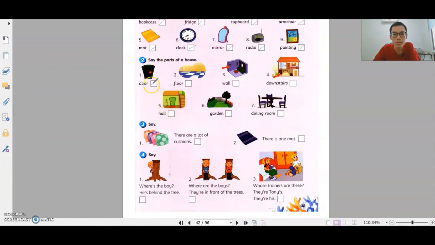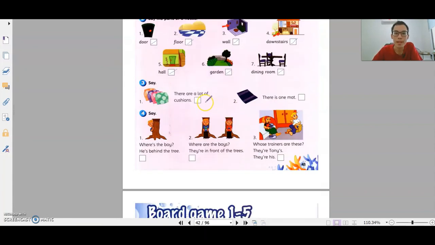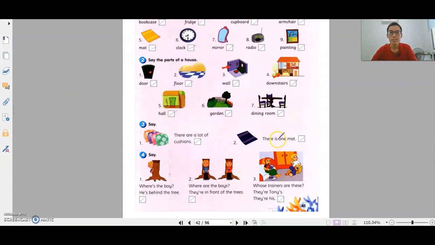Then you read this also. Door, floor, wall, downstairs, hall, garden, dining room. There are a lot of cushions. There is one mat. Where's the boy? He's behind the tree. Where are the boys? They are in front of the trees. Whose trainers are these? They are Tony's. They are his. So this is the first task.